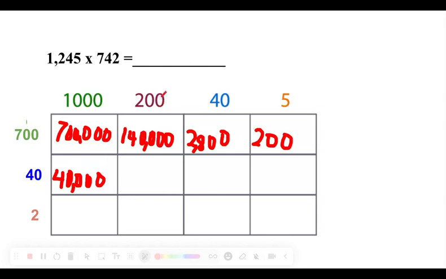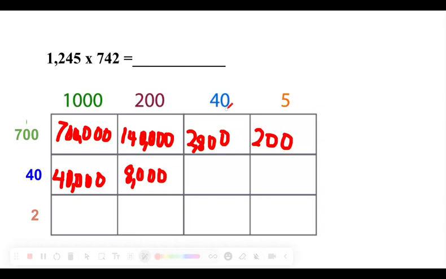Now we're ready to multiply 40 times 200. The first digits only. 2 times 4 is 8. So you write your 8 and you count all the zeros in both numbers. 200 has 2, 40 has 1. So that's 2 plus 1 is 3. I need 3 zeros: 1, 2, 3. So 40 times 200 is 8,000.